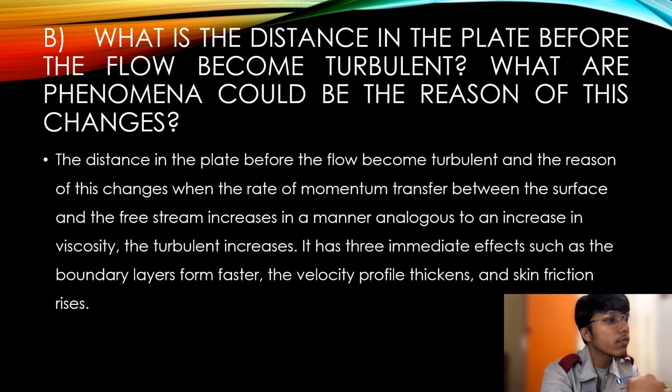So for the second discussion, what is the distance in the plate before the flow becomes turbulent? What phenomena could be the reason for these changes? So the distance in the plate before the flow becomes turbulent, and the reason for these changes, is when the rate of momentum transfer between the surface and the free stream increases in a manner analogous to an increase in viscosity. The turbulence increases. It has three immediate effects: the boundary layers form faster, the velocity profile thickens, and skin friction rises. So there are three in total.